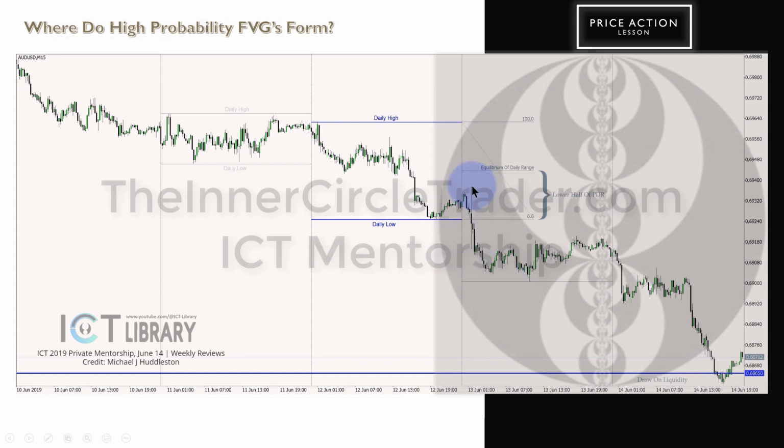Price drives aggressively down like that. It should never, ever, ever come back up to equilibrium. If it does, that's really implying that there may be a deeper retracement required or an outright reversal.